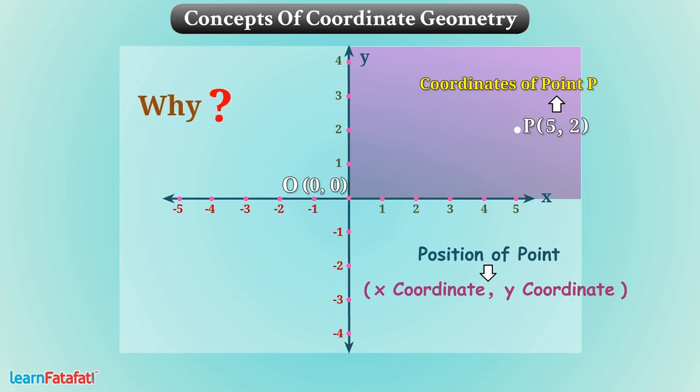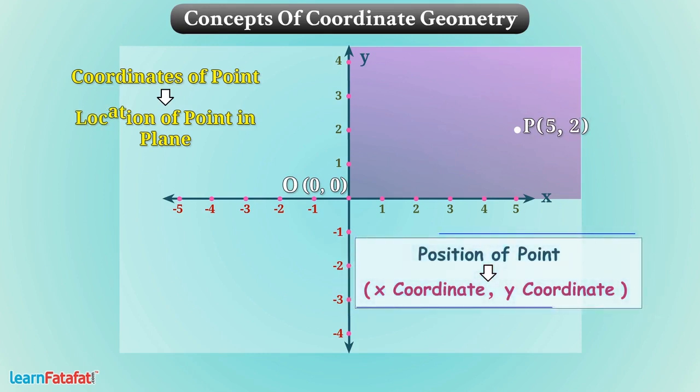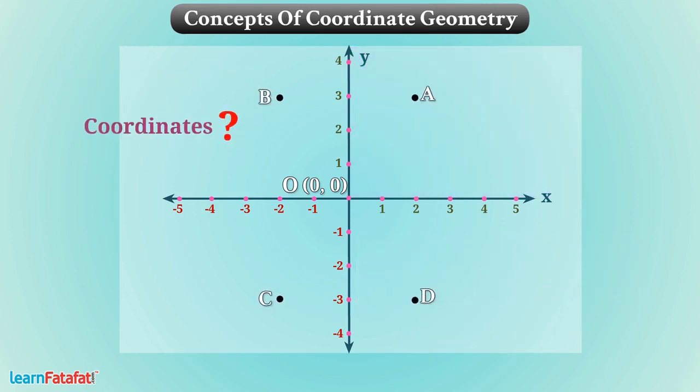Discuss with your friends to find the answer. The coordinate of a point describes the location of a point in the plane uniquely. That means here (5, 2) is not the same as (2, 5). Such a system of representing the location of a point using x-coordinate and y-coordinate is called the Cartesian system. Now, can you write the coordinates of the given points? Pause this video and try yourself.